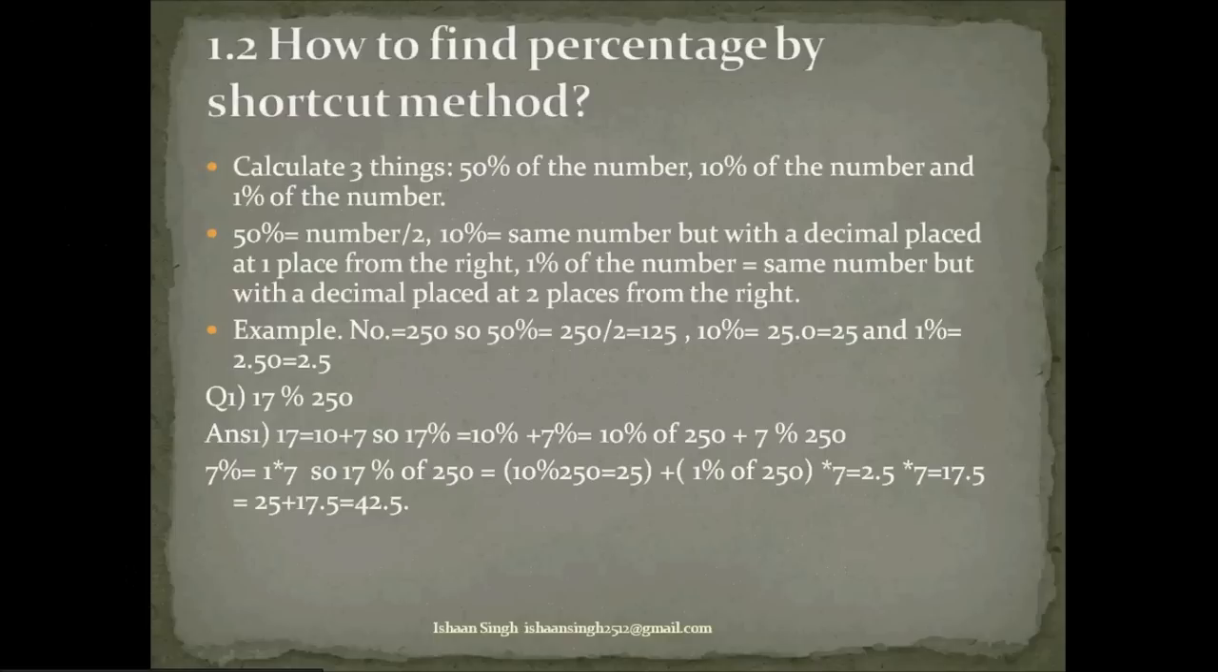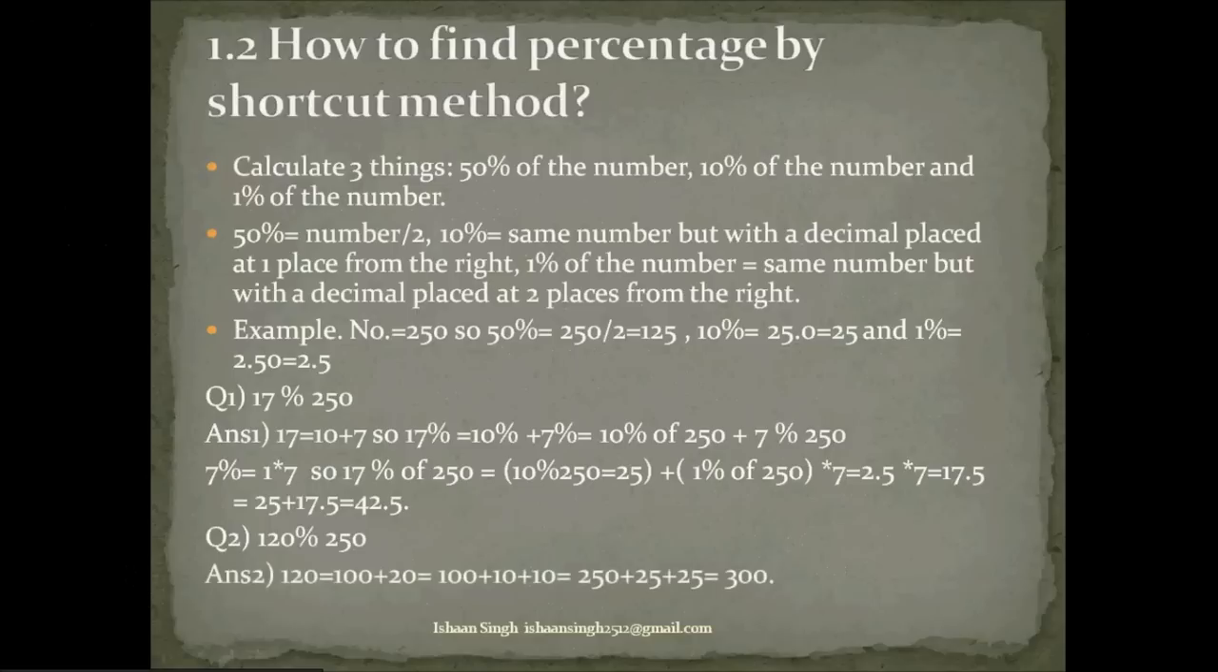Let us look at another question. The question is calculate 120% of 250. Now we know that 100% of a number is equal to the number. So 120% of 250 means 100% of 250, that is 250, plus 20% of 250. To calculate the 20% of 250, calculate 10% of 250 multiplied by 2. So that means 100% of 250 is 250, plus 10% of 250, 25 into 2, that is 50. So that becomes 250 plus 50 is equal to 300.